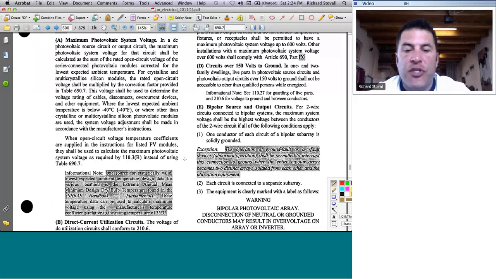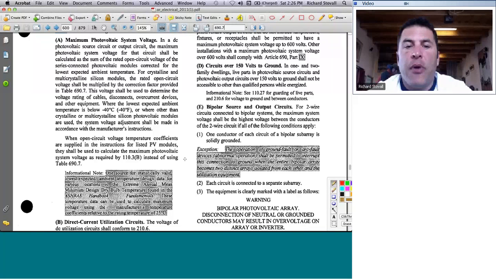And these temperature data can be used to calculate maximum voltage using the manufacturer's temperature coefficients relative to the rating temperature of 25 degrees Celsius, which is standard test conditions. Okay, so here it is. We've got the NEC pointing us in the direction to get this information. And it's really helpful, because it provides a lot more flexibility. Consider this. The record low in Austin, Texas was negative 2 degrees Fahrenheit. And the ASHRAE low for Austin, Texas, I believe, is 17 degrees Fahrenheit. So that's a 17 degree Fahrenheit difference that the NEC will allow for if you were to utilize the ASHRAE average expected low ambient temperature versus the record low. And for these problems, they're having us use the ASHRAE as well.